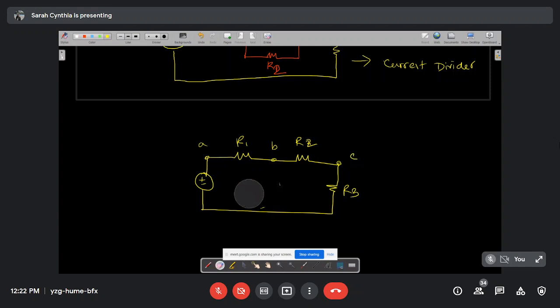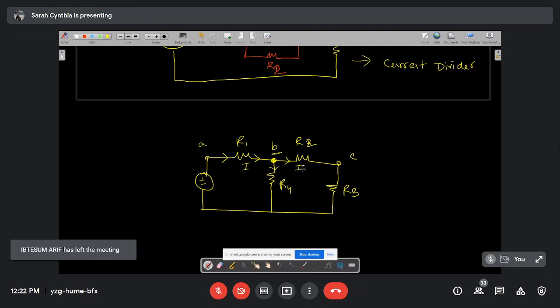But what if we introduce a different branch over here? Let us say this is R4. So can we call it a series circuit? No, ma'am, we can't call it a series circuit. Why? Because when the current starts flowing through R1, or through this part of the circuit, let us say this is current I, when it reaches node B, it splits into two currents.